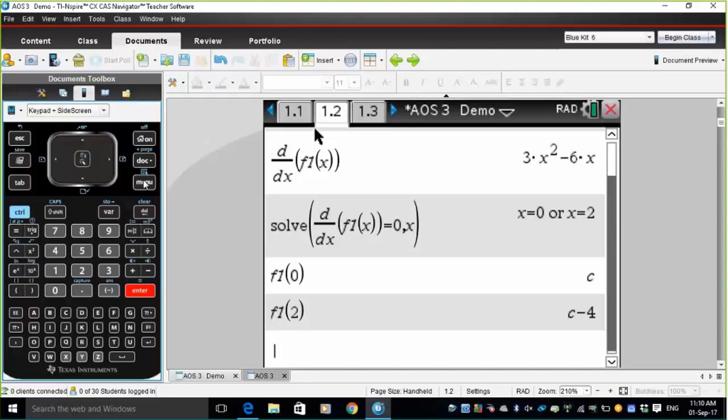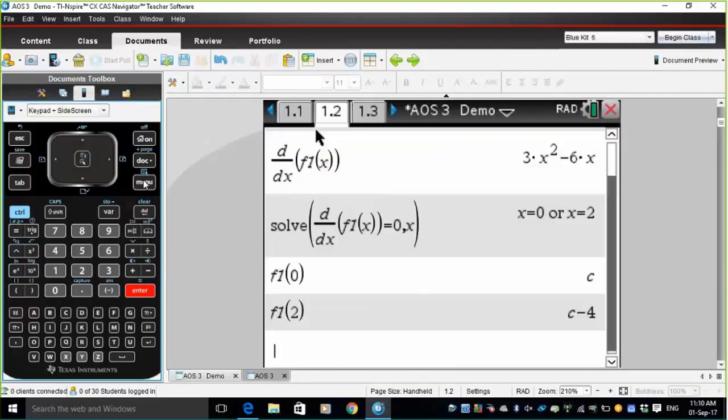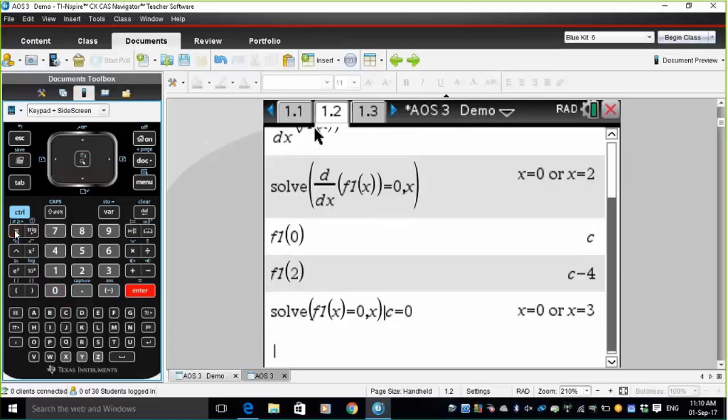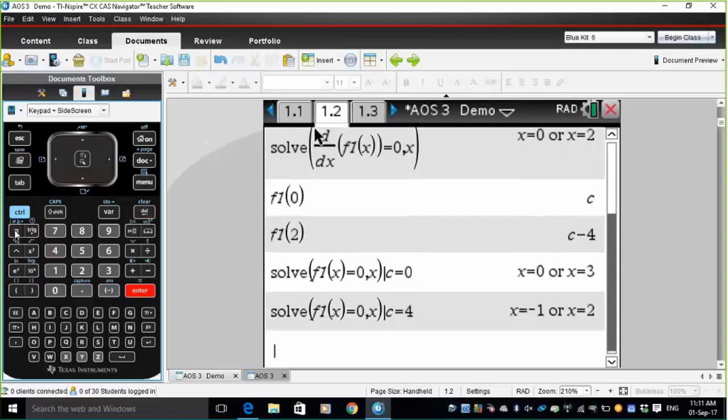To do that, we want to go Menu, Algebra, Solve. We want to solve where f1 of x is equal to 0 for x for some typical values of c here. So I'll use the given command, Control equals. And notice that I can press the left arrow to jump backwards straight to that one. So c equals 0 and c equals 4 seem to be critical values here. When c is equal to 0, I get 2 values. What about when c is equal to 4? Again, I get 2 values where it crosses the x-axis.